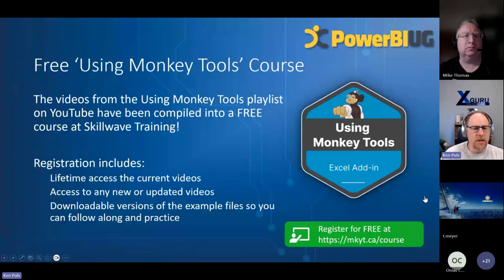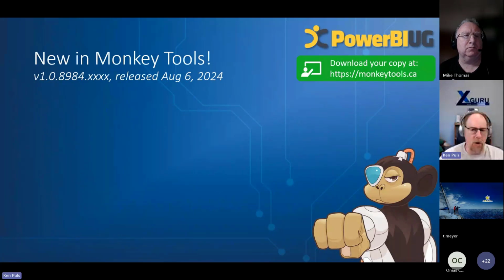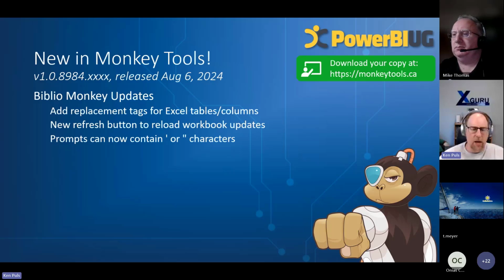What's new in Monkey Tools? The last release for Monkey Tools is actually from August 6th. I haven't done a ton of new stuff, only because I've been working on other things in the meantime. But in our latest updates, BiblioMonkey is now allowing you to do replacements. So when you store your formulas or your queries in BiblioMonkey, when you actually go to inject those into a new workbook, it can now prompt you for Excel tables and Excel columns. We have a new refresh button, so if you're making changes in Excel while you have BiblioMonkey open, you can update things there. And we've also allowed some special characters in the descriptions, so that they don't blow that up.